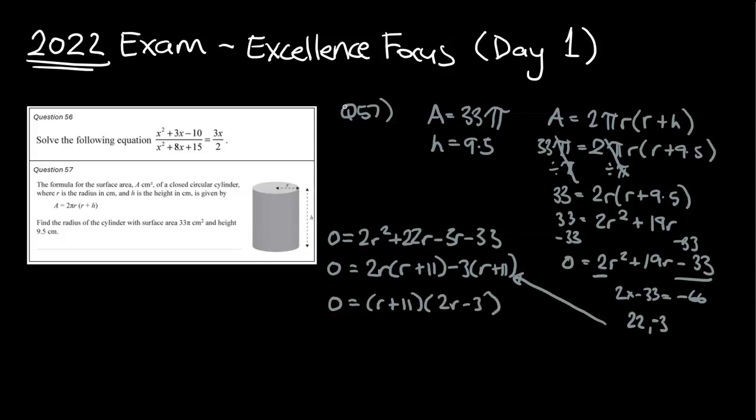We can now solve both of these because they're going to be our two answers. R plus 11 must equal 0, and 2r minus 3 also 0. So we're going to do minus 11 here. So r1 will be equal to negative 11. And here we've got plus 3 on both sides. So 2r equals 3. r2 will be equal to 3 over 2.